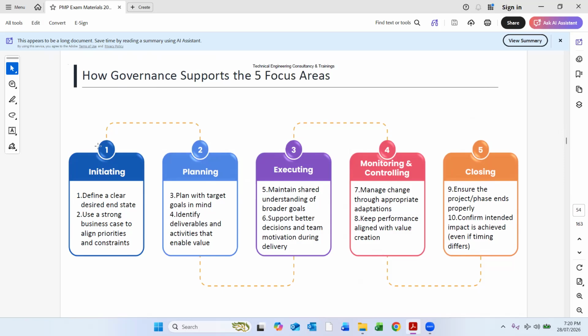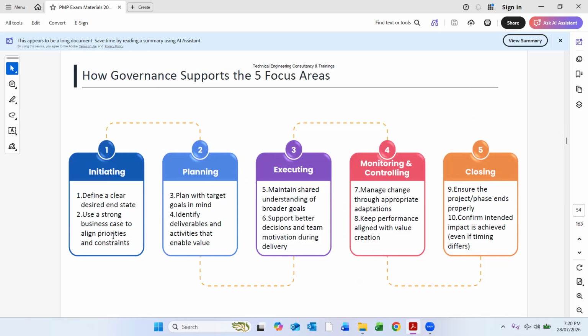Initiation: define a clear desired end state using a strong business case to align priorities and constraints. That is called initiation. Planning: we plan with target goals, and there should be deliverables that enable value. Then we have execution. We maintain shared understanding of broader goals, support better decisions, and keep the team motivated during delivery. So once it is being delivered, we should properly execute it and share the understanding at a broader level. Then we should monitor and control it through proper adaptations.